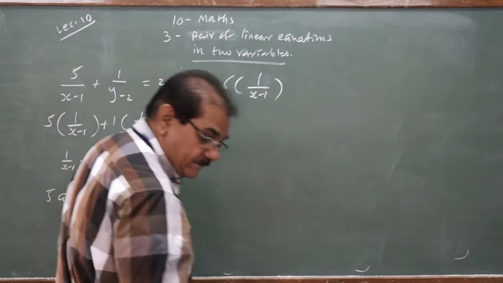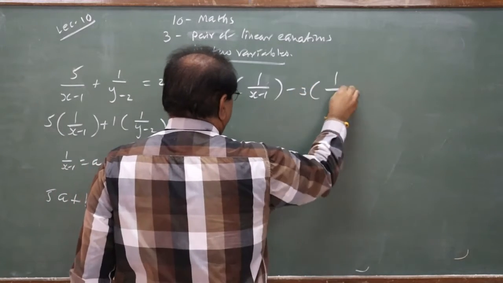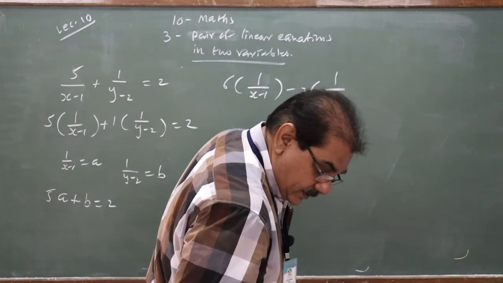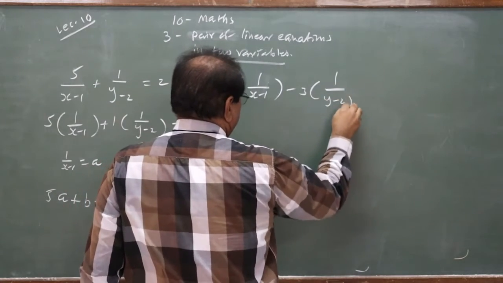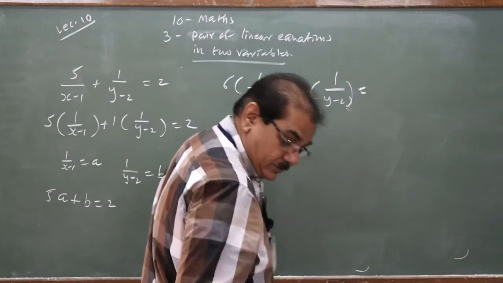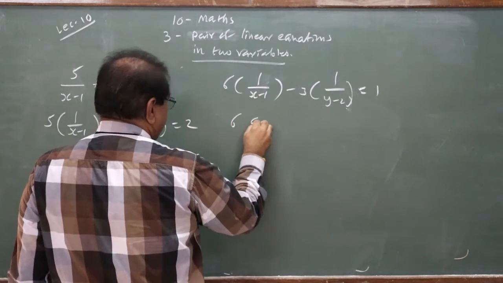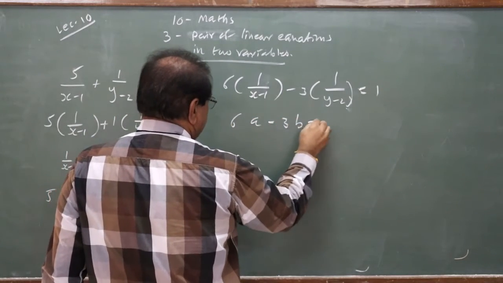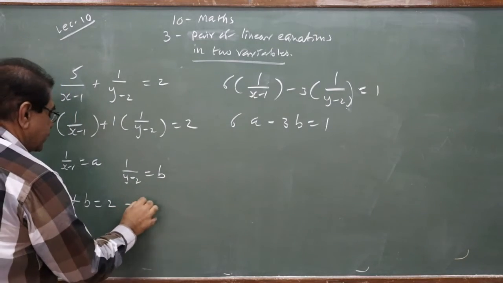The second equation is given: 6 into 1 upon x minus 1 minus 3 into 1 upon y minus 2 is equal to 1. So this is 6a minus 3b is equal to 1. So you have to solve these two equations now.